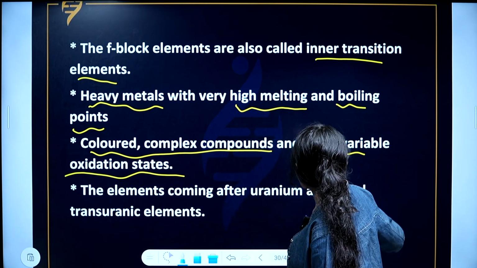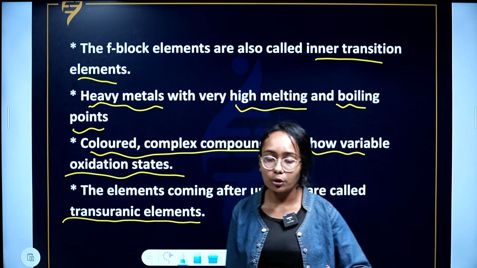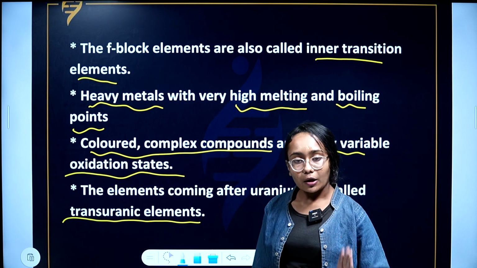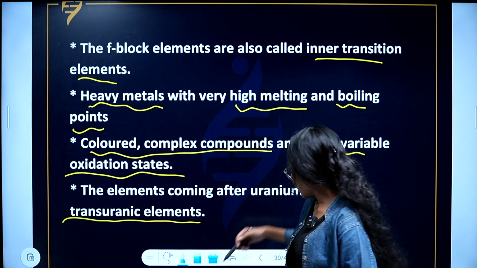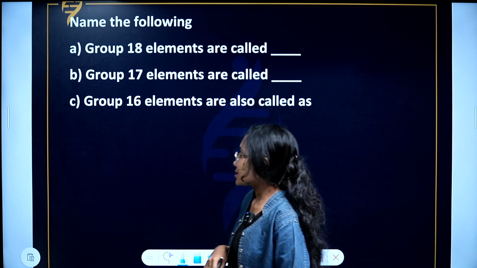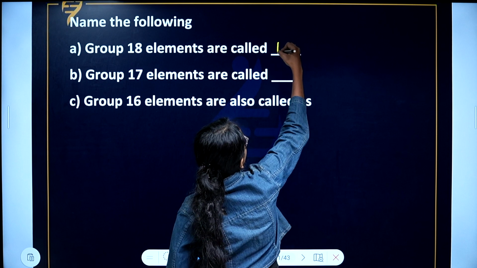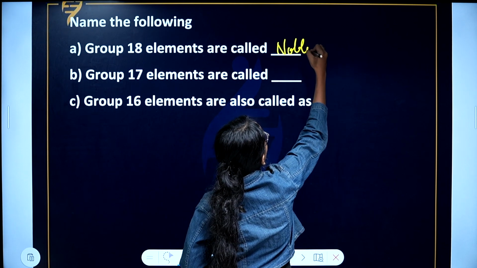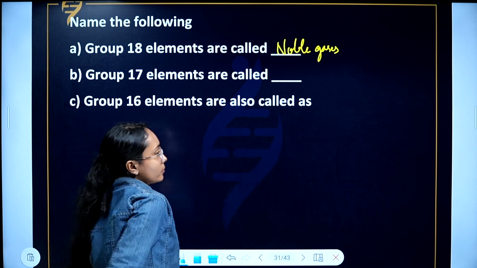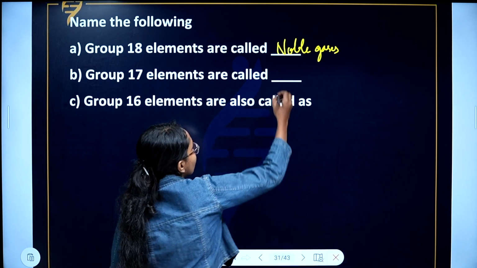The elements coming after uranium are called transuranic elements. Just know the point: elements after uranium in the f block are known as transuranium elements. Name the following. What are group 18 elements known as? They are known as noble gases. Group 17 elements are known as the halogen family.